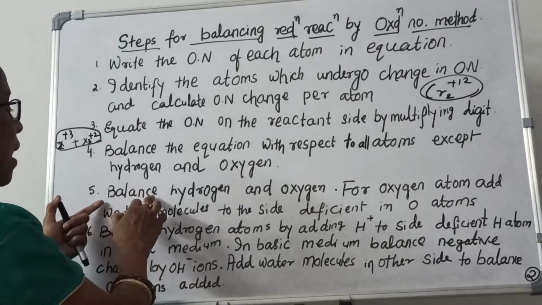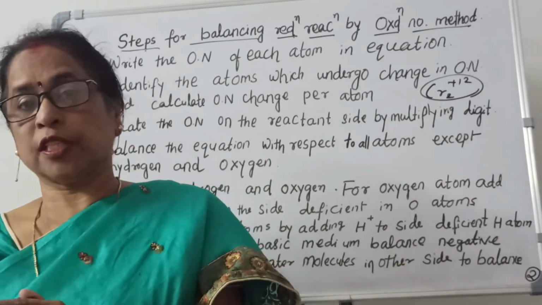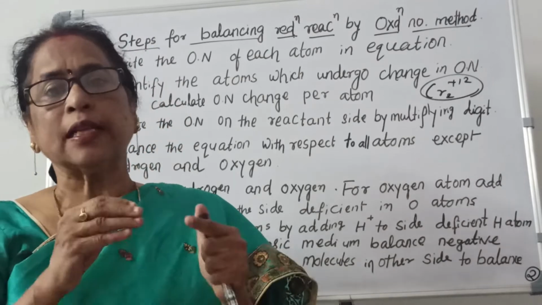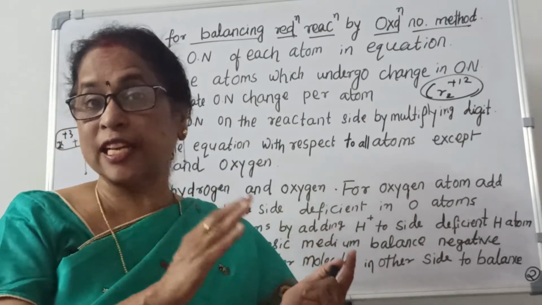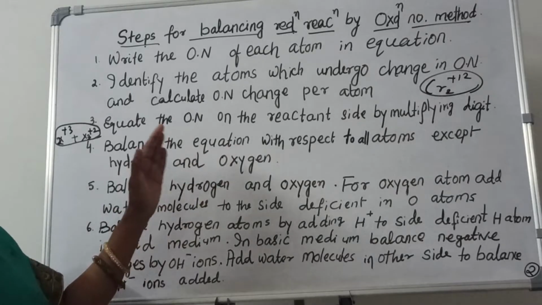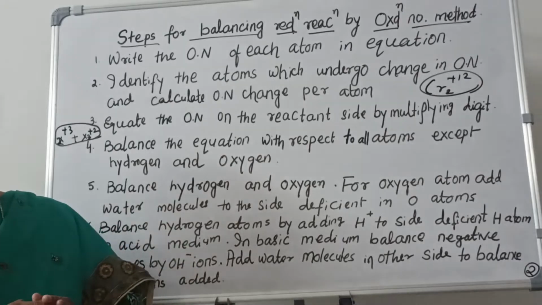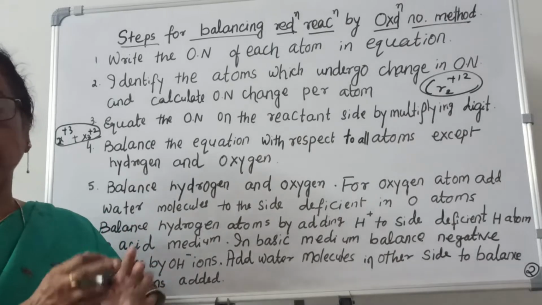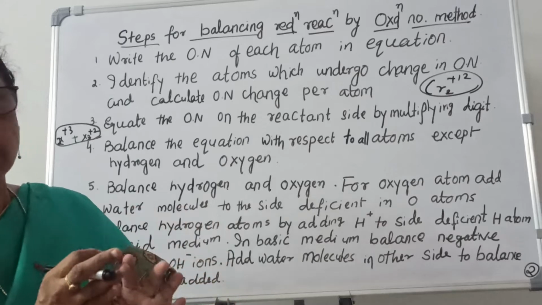Then balance all atoms except hydrogen and oxygen. Where hydrogen and oxygen appear, you stop, and only balance, suppose, nitrogen, carbon, or sulfur, on both the reactant side and the product side. That means before that, we see that all the atoms are balanced except hydrogen and oxygen. You leave hydrogen and oxygen, and see whether carbon, nitrogen, and sulfur are balanced on both sides.